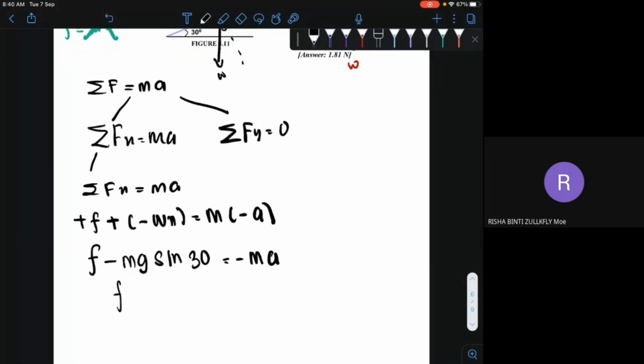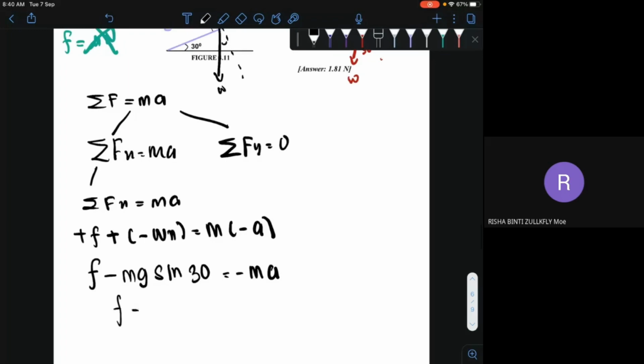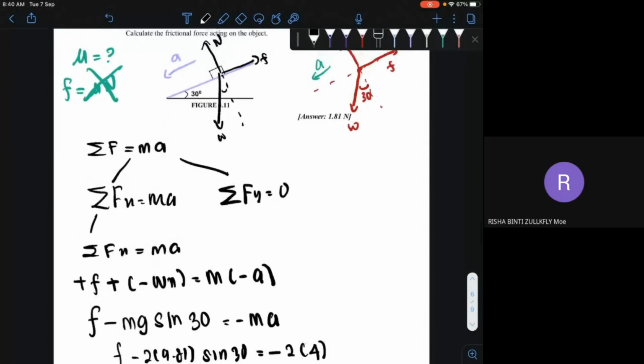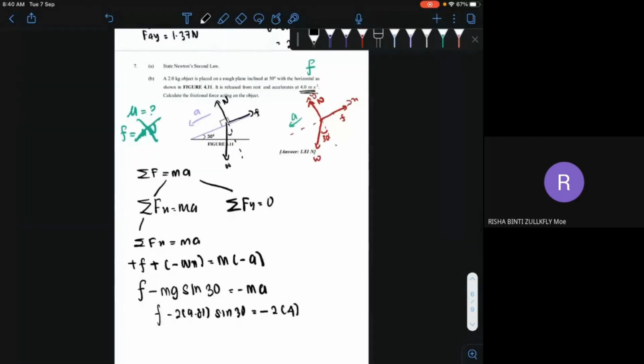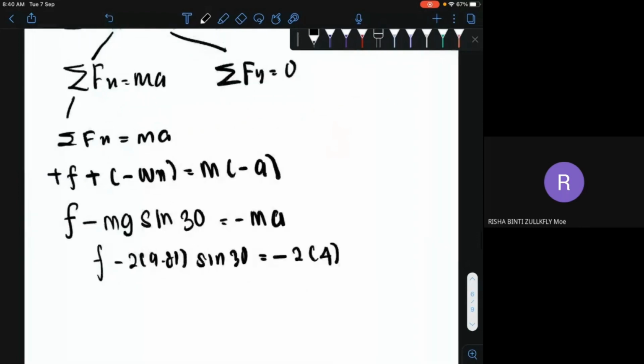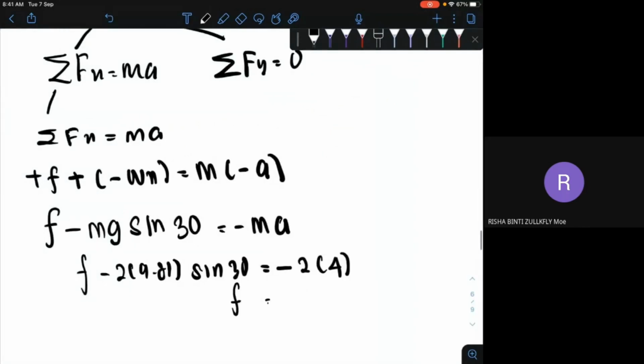So sekarang masukkan semua nilai yang kamu tahu. The mass here is 2 kg, 9.81 sin 30 samakan dengan negatif 2, 4. Sebab dia kata accelerate at 4 meter per second. So tekan calculator, you should get your friction.